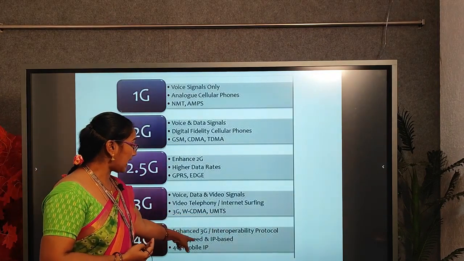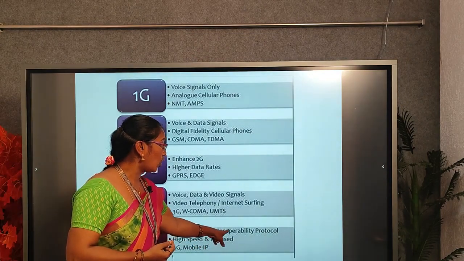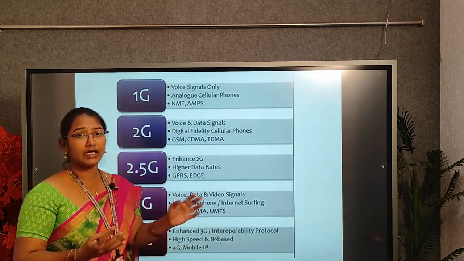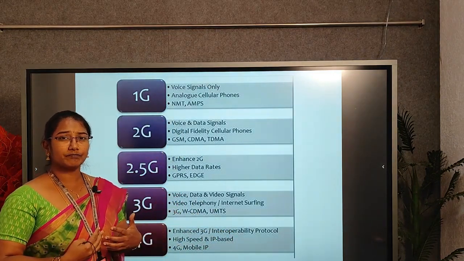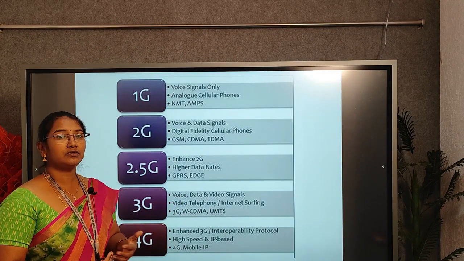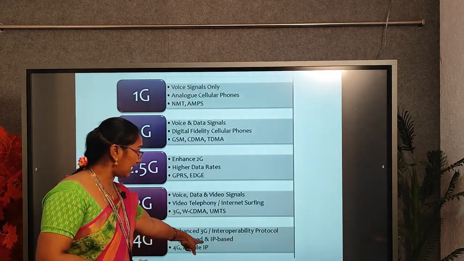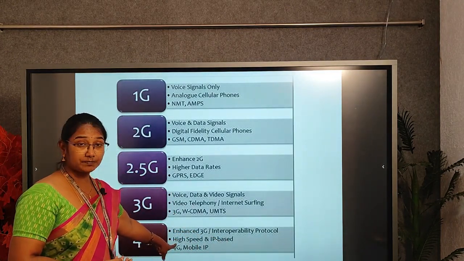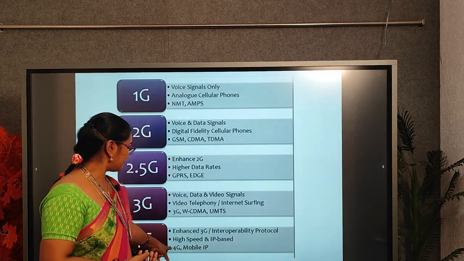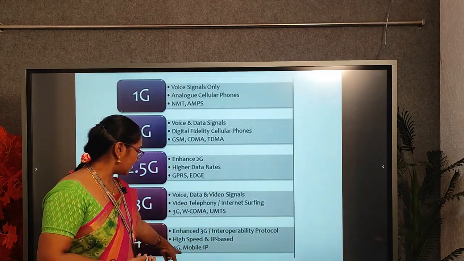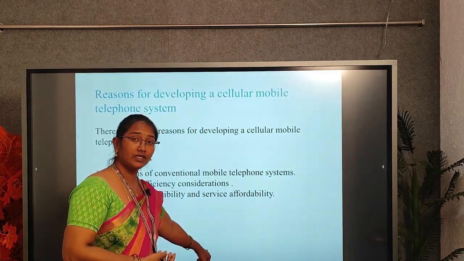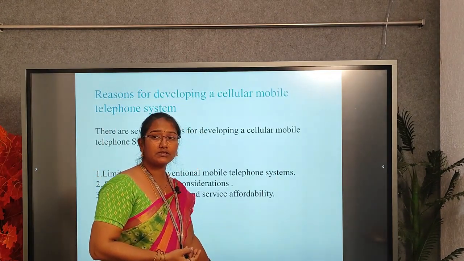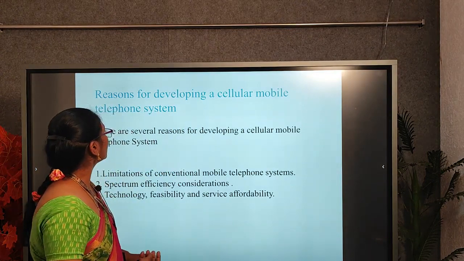Next, in the 4G, enhanced 3G or interoperability protocols. Interoperability means different types of protocol systems working together to provide the features, right? Next, high speed and IP based technology is introduced here. And mobile IP, here mobile IP address is there. Okay, every communication system is having a unique IP address, right?